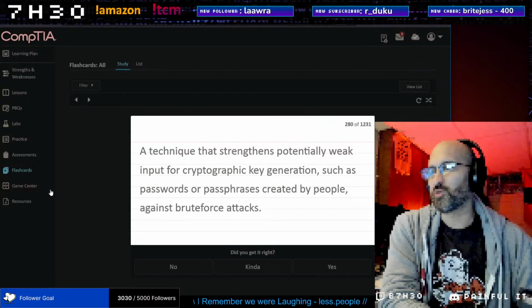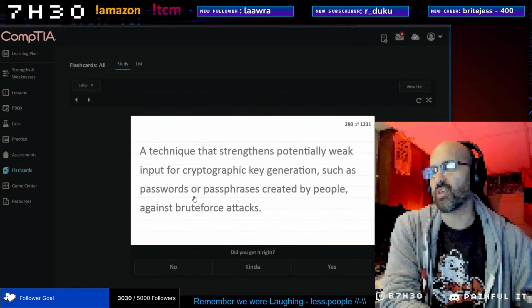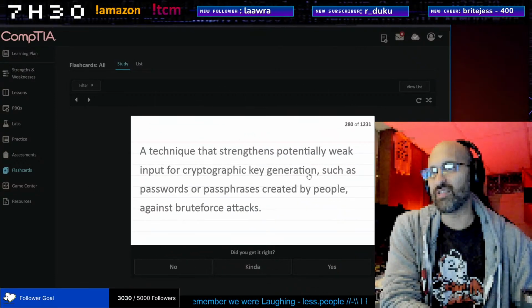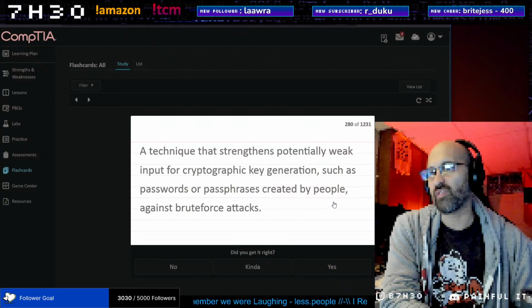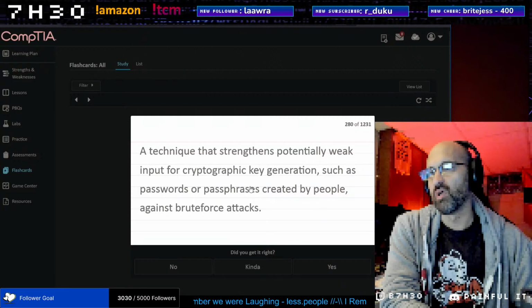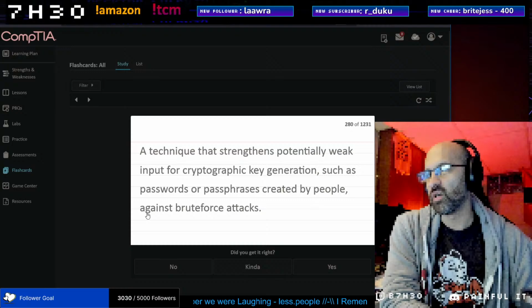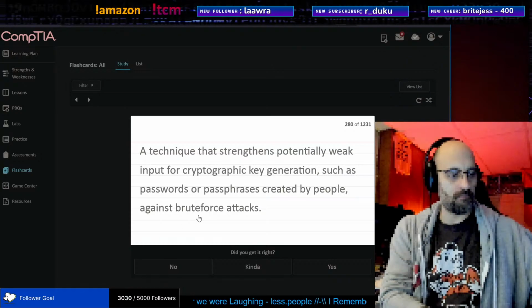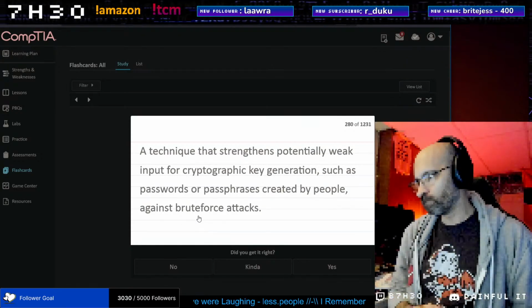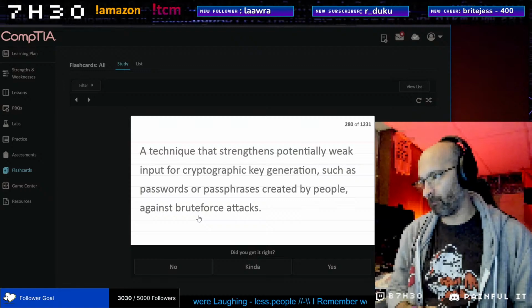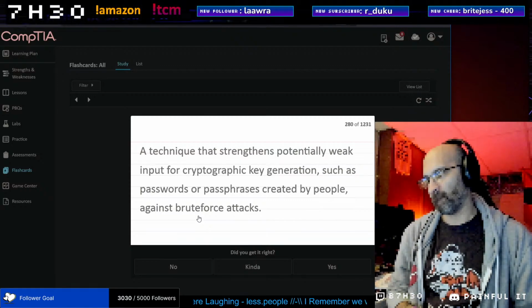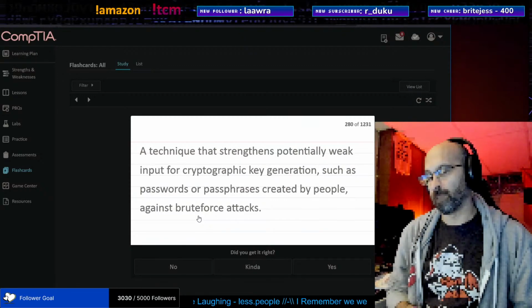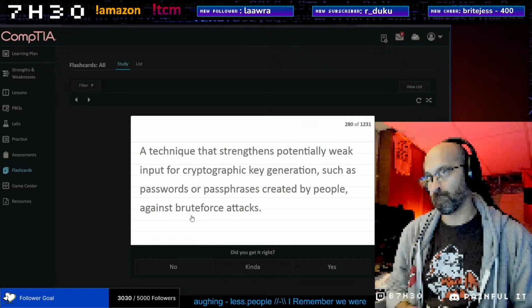Key stretching: a technique that strengthens potentially weak input for cryptographic key generation, such as passwords or passphrases, created against brute force attacks. I'm in university. I have midterms later today. Just changed my concentration to a double in cybersec and machine learning. That's a good one. That's a good one.